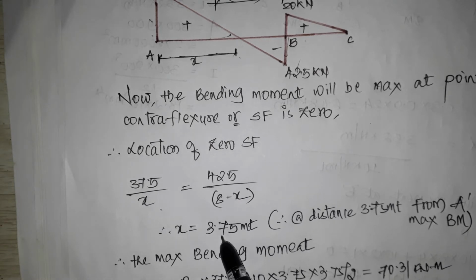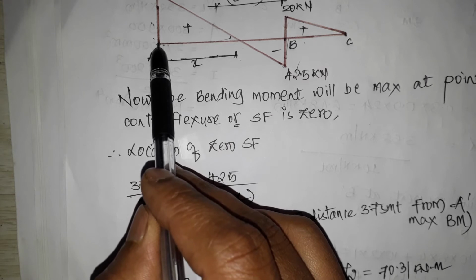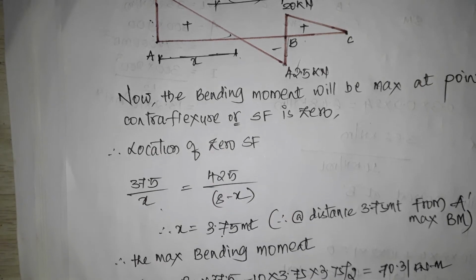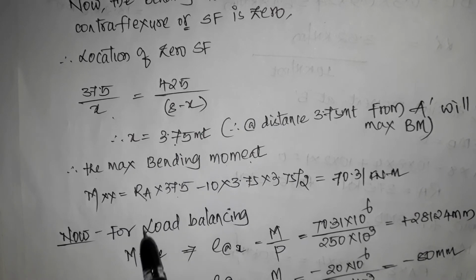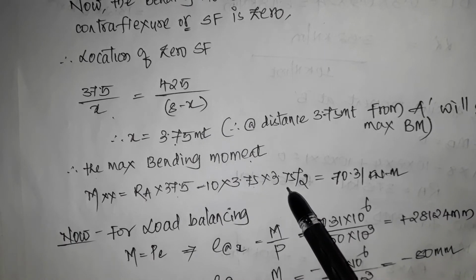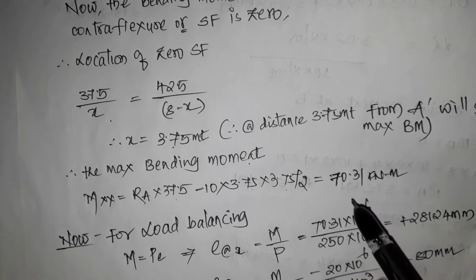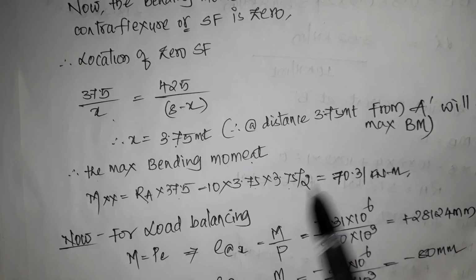That is the location of maximum bending moment from support A. Therefore the maximum bending moment is RA into 3.75 minus 10 into 3.75 into 3.75 by 2. So we got this as 70.31 kilonewton meter, understood. So this is the location of maximum bending moment.